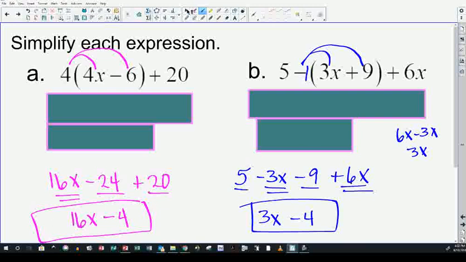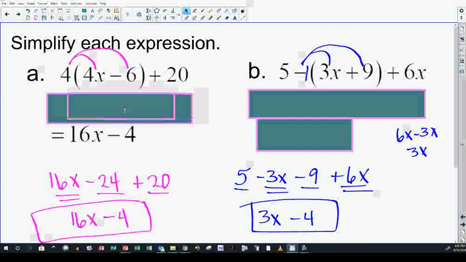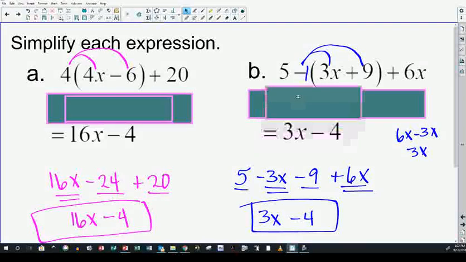And I can, oops, move that. So here's the answer. So there's your 16x minus 4. And there's your 3x minus 4 there.